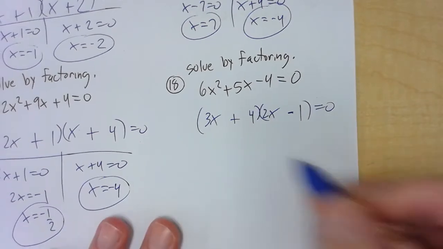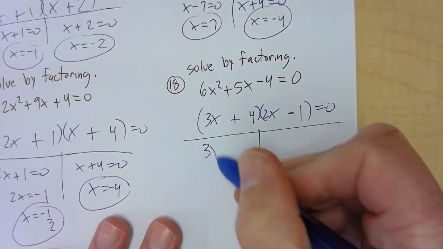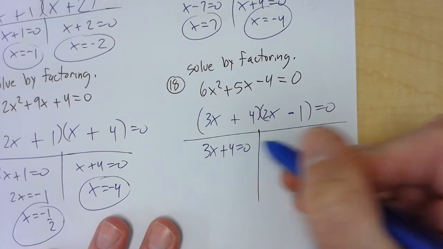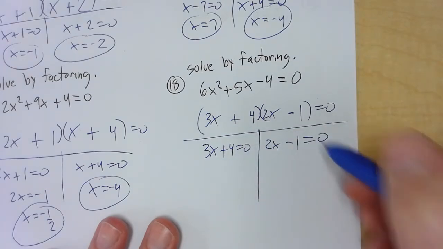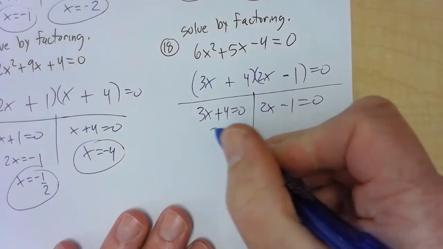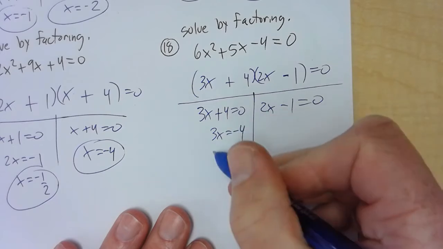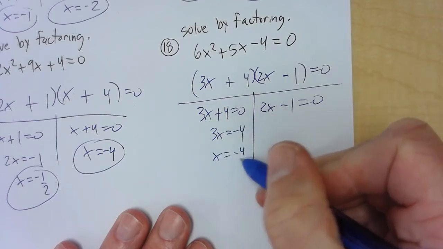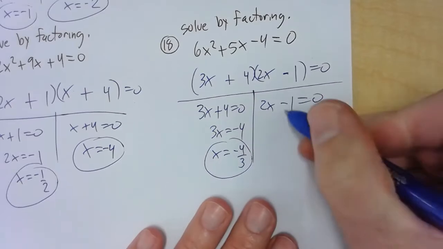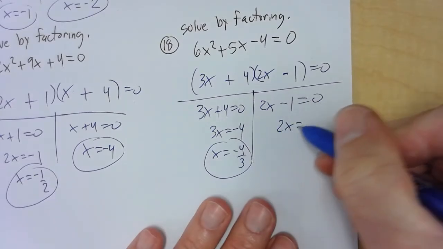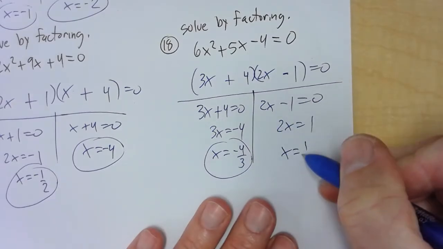in the middle. So proper T, make the T, and we get 2x minus 1 is equal to 0. Subtract 4 over, 3x is equal to negative 4. Divide, x is equal to negative 4/3. Just leave the fraction. Add the 1 over, 2x is equal to 1, divide by 2, x is equal to 1/2.